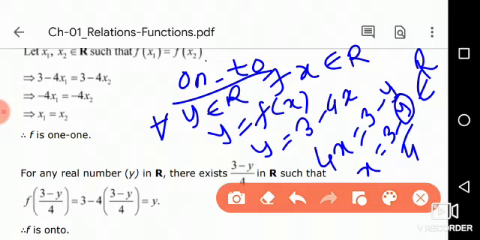Therefore, the given function is said to be an onto function. Therefore, the given function is both 1-1 as well as onto. Such functions are called bijective functions. Therefore, the given function f of x is equal to 3 minus 4x is both 1-1 and onto.